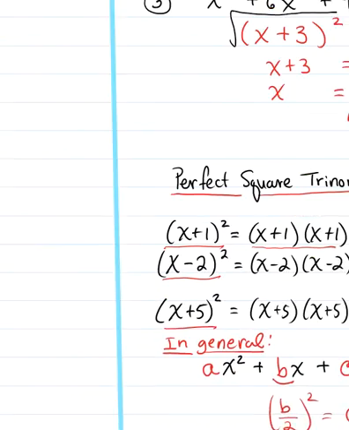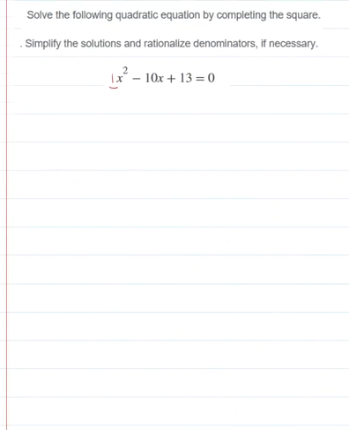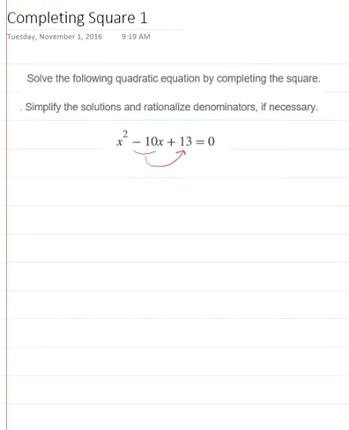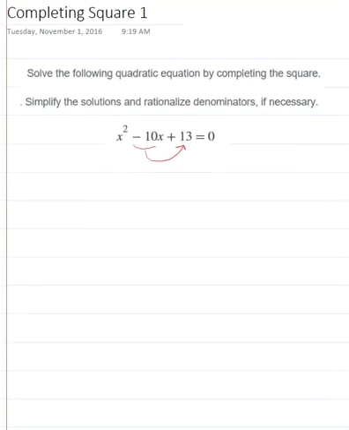Let's go back to the original problem that we were looking at. This original problem, first of all, does not factor, and let's check to see if it's already a perfect square trinomial. If we take half of negative 10, we get negative 5, but when we square negative 5, we get 25. So this one is not a perfect square trinomial, but with this process, we're going to rewrite it so that it is.